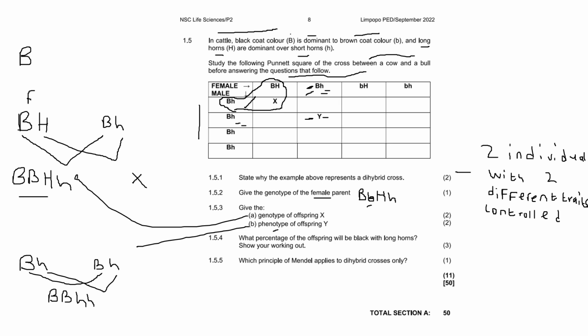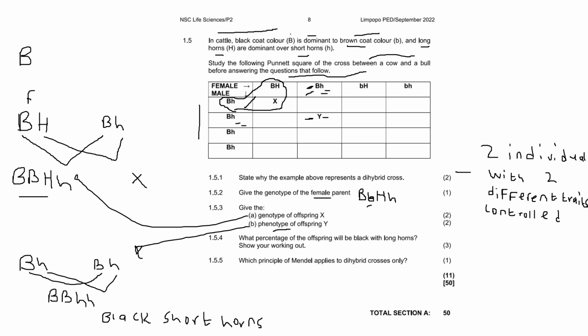Oh, the phenotype, I mean the one that has to find the phenotype. Remember, big B is black, which is dominant, so it will be black. And remember, big H is long horns, based on what they told us here. So they've got small h, meaning they'll have short horns. They don't have a big H. So that will be the phenotype that we're going to form. It will be black and short horns. That's for letter B here.